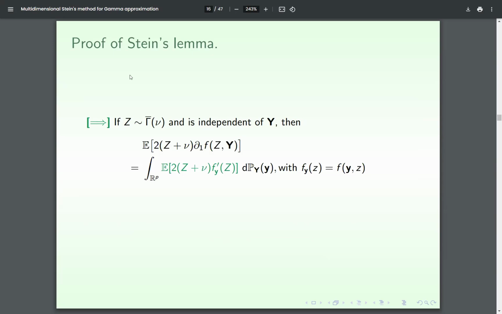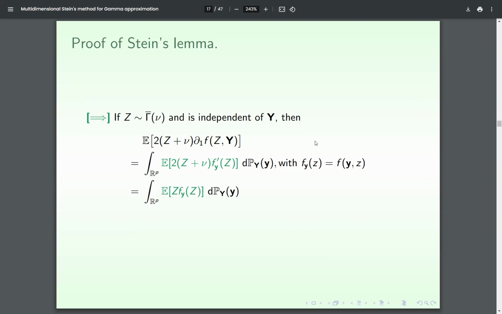So suppose that Z follows the gamma distribution and is independent of Y. Then writing this expectation is the same as writing this one by the independence, with a little notation f index y. In fact, by using the very well-known Stein's lemma for the gamma distribution, we can write this equality, and once again by independence we can only have this. So the direct application is very easy, just integration by parts, no problem.